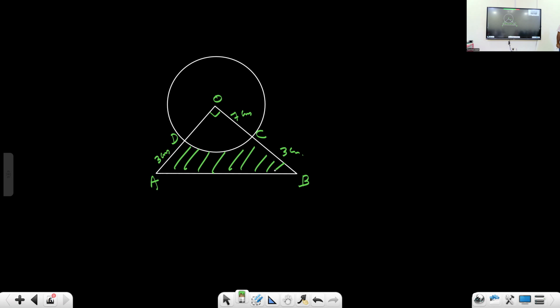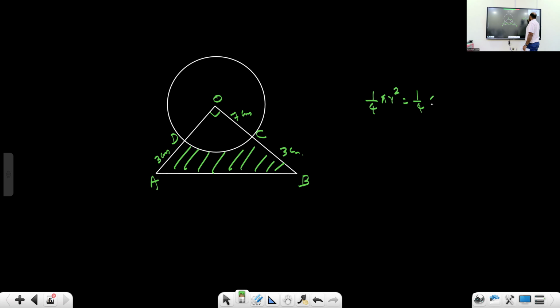ODCO. What is the area of the quadrant formula? 1 by 4 pi r square. Right. Area of the quadrant equal to 1 by 4 pi r square.